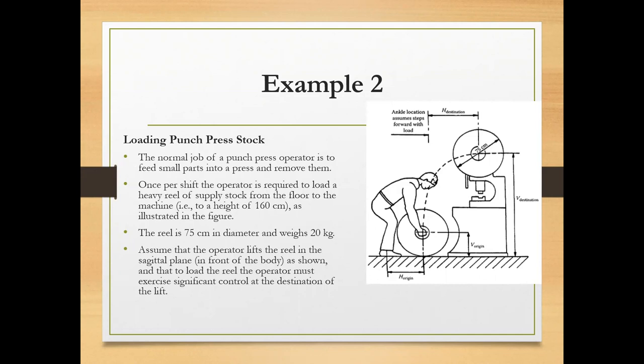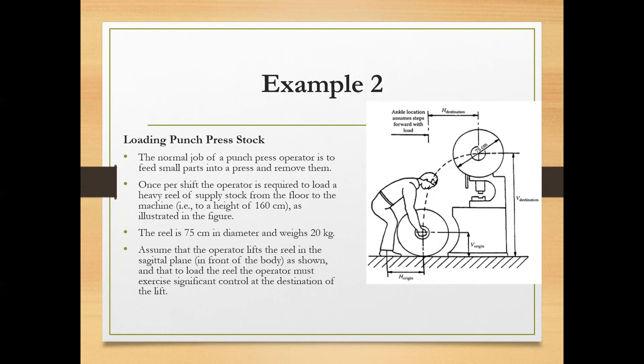Let us solve another example of the use of the revised NIOSH lifting equation. This example relates to loading punch press stock. The statement of the example reads: the normal job of a punch press operator is to feed small parts into a press and remove them. Once per shift, the operator is required to load a heavy reel of supply stock from the floor to the machine, that is to a height of 160 centimeters as illustrated in the figure.